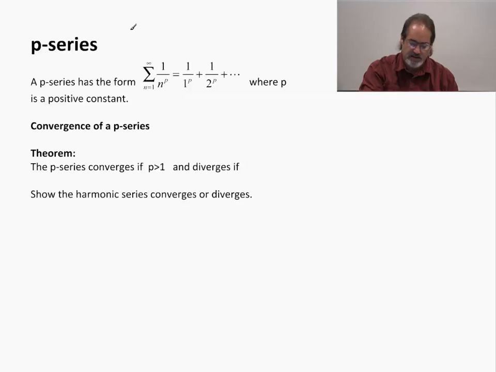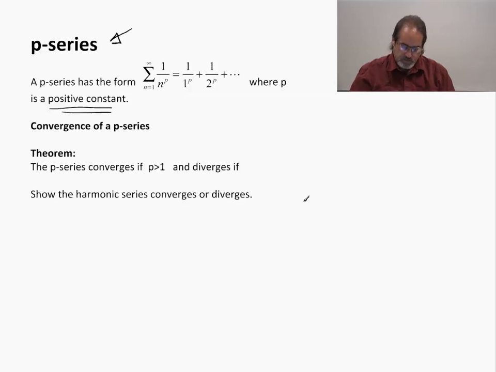Let's now take a look at the idea of a p-series. A p-series has the form, the sum n equals 1 to infinity of 1 over n to the p. So I get 1 over 1 to the p plus 1 over 2 to the p plus 1 over 3 to the p and so forth, where p is a positive constant.